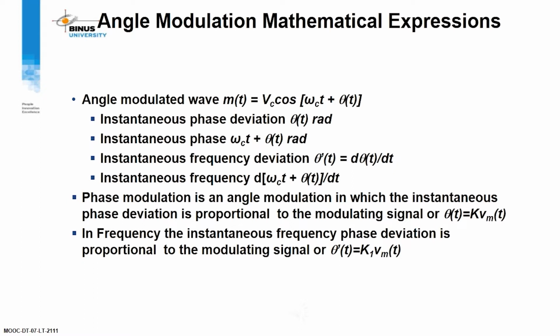Phase modulation is an angle modulation in which the instantaneous phase deviation is proportional to the modulating signal. In frequency modulation, the instantaneous frequency deviation is proportional to the modulating signal.